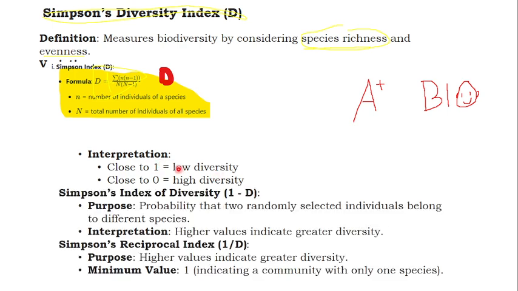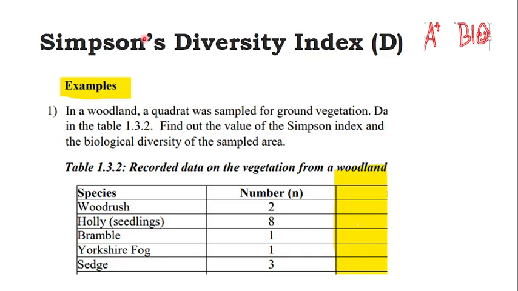There is another Simpson index, the diversity index 1 minus D. Its purpose is to find the probability that two randomly selected individuals belong to two different species. Interpretation: a higher value indicates greater diversity. I hope you are seeing the difference. There is another, the Simpson reciprocal index, 1 over D. A higher value also indicates greater diversity. See their difference. Check which is asked: am I asked D, 1 minus D, or 1 over D? Then make the interpretation very well. So here there is an example.